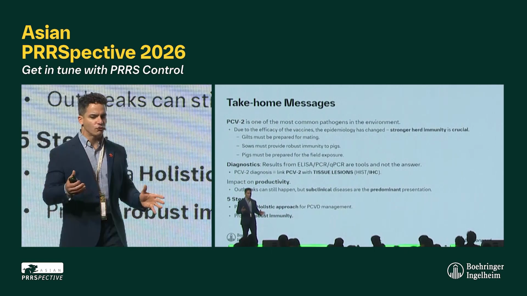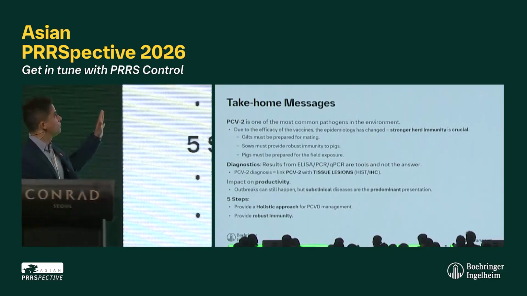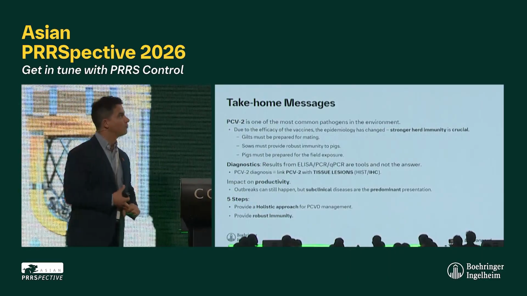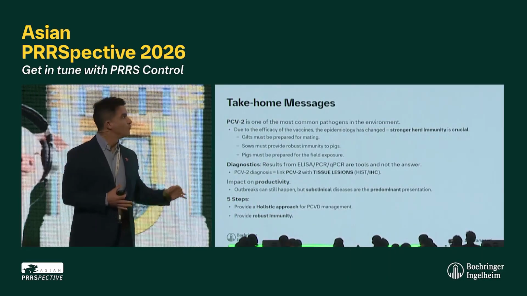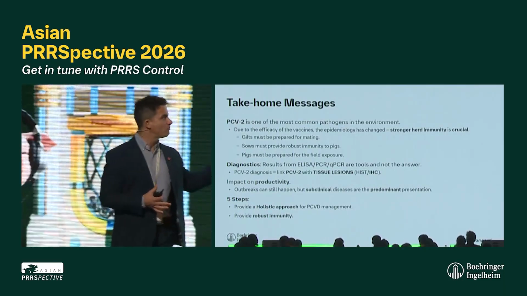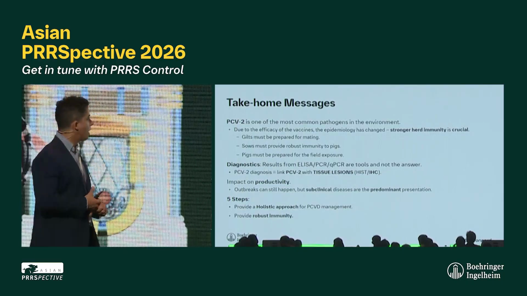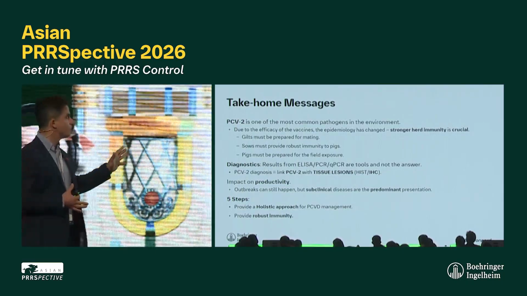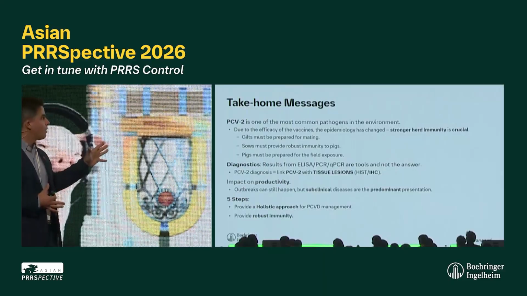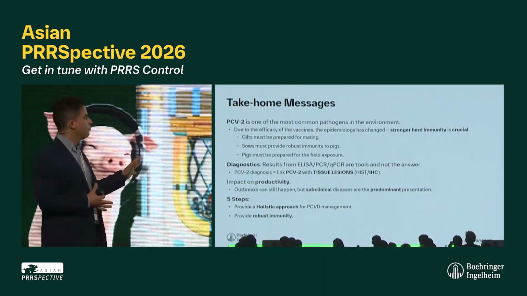So just to finalize, the take-home message here is that PCV2 is one of the most common pathogens in the environment. Due to the efficacy of the vaccines, the epidemiology has changed, and strong herd immunity is crucial for PCV2 control. So gilts must be prepared for mating. Sows also need to have robust immunity, and pigs must be prepared for field exposure.